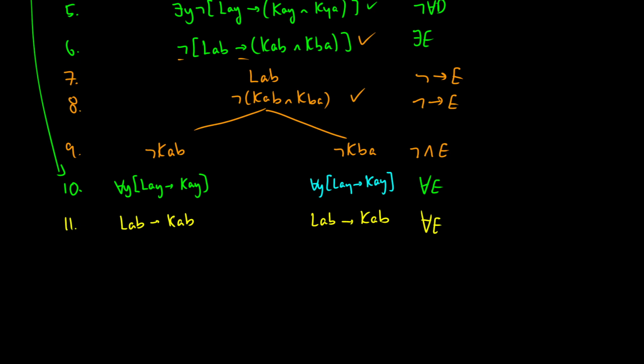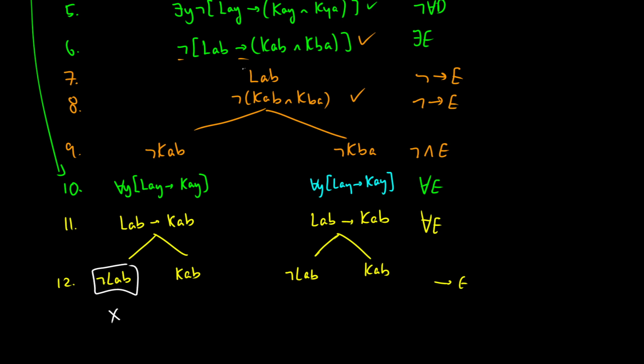Okay, now for each of these sides, it's an arrow, so we end up with more branching paths, and this is where the problem is going to come in. So using arrow elimination, we'll get not LAB or KAB, and on the right, we're going to get not LAB or KAB. Now, some things close here, which is nice. First of all, the not LAB branch closes because we have not LAB and LAB. That's a contradiction. The KAB branch closes because we have not KAB and we have KAB here.